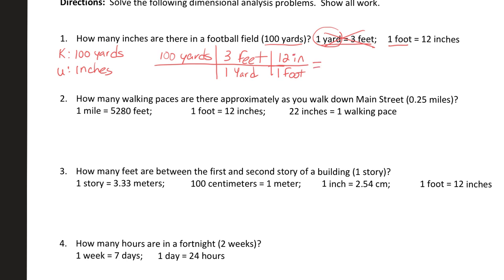Now in my calculator, I'm going to press the fraction button, which is the button that looks like this. And I'm going to enter the numbers like this. Everything on the top is going to be multiplied together. So 100 times 3 times 12. And on the bottom, I've got ones. So technically, you'd go 1 times 1. You put that in the calculator, and you're going to get your answer.